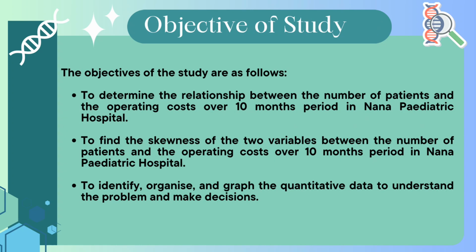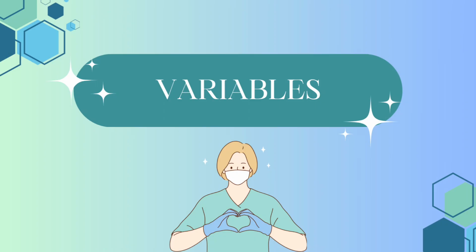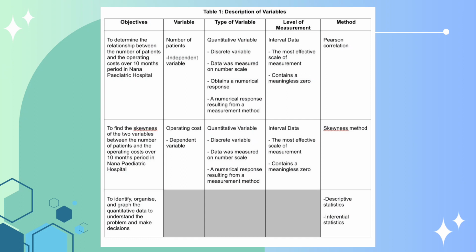1.2, Objective of Study. The objectives of the study are as follows. Number 1, to determine the relationship between the number of patients and the operating costs over 10 months period in Nana Pediatric Hospital. Number 2, to find the skewness of the two variables between the number of patients and the operating costs over 10 months period in Nana Pediatric Hospital. And last but not least, number 3 is to identify, organize and graph the quantitative data to understand the problem and make decisions.